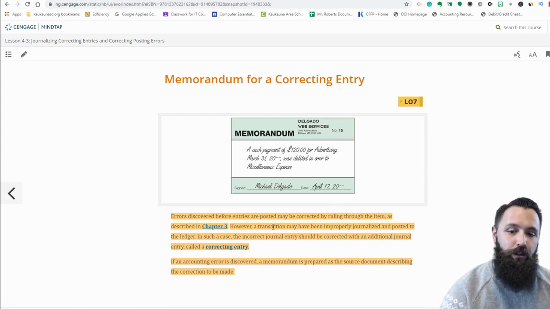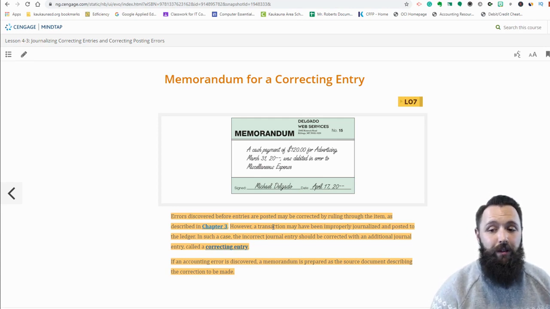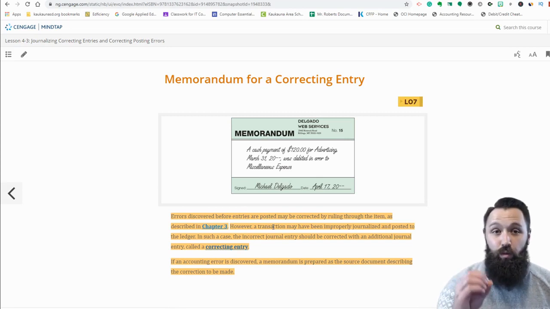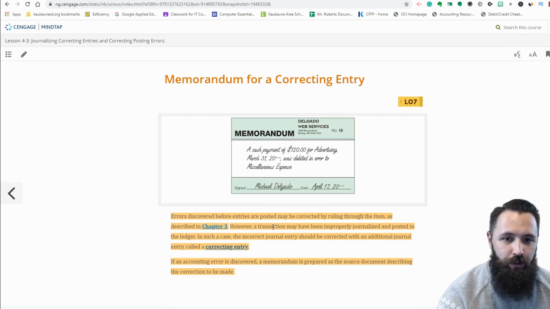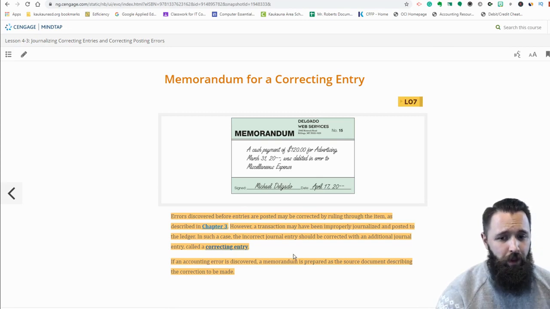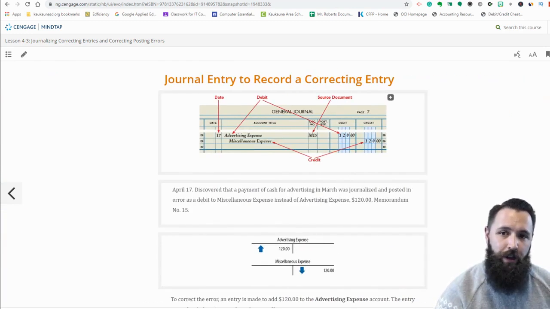It even says, however, a transaction may have been improperly journalized and posted to the ledger. In such a case, the incorrect journal entry should be corrected with an additional entry called a correcting entry. So what that means is we're creating a whole new entry. We're not crossing anything out if it's already been posted. So here we go. We're going to use this memo. If we look here, here is our next journal entry for a correcting entry.